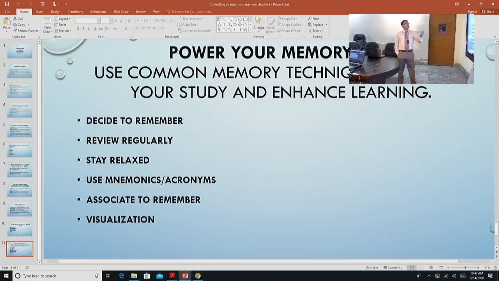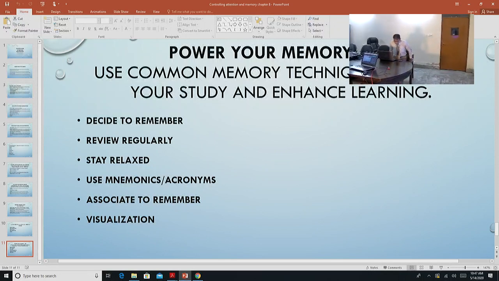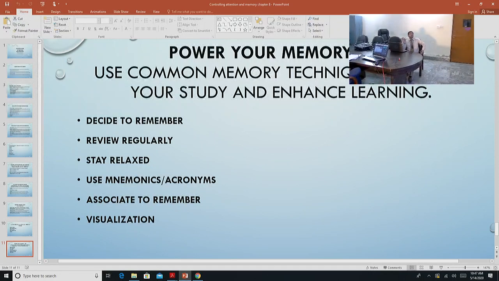Power your memory. Tips to use common memory techniques to focus your study and enhance your learning. Consciously think, decide that you are going to remember. And how will you remember? Making use of your memory, making use of your senses, putting the things in the short-term memory, and then from there taking them to long-term memory through practice, through reading, through active reading.